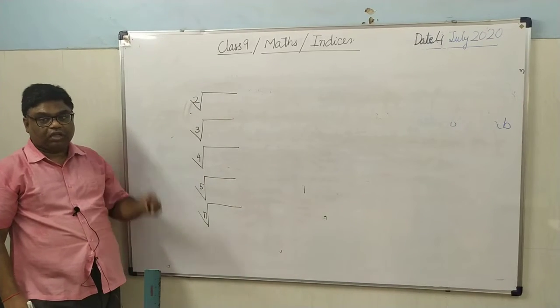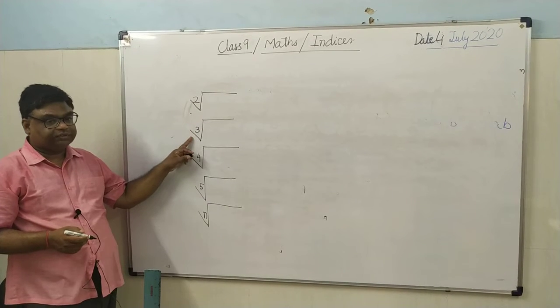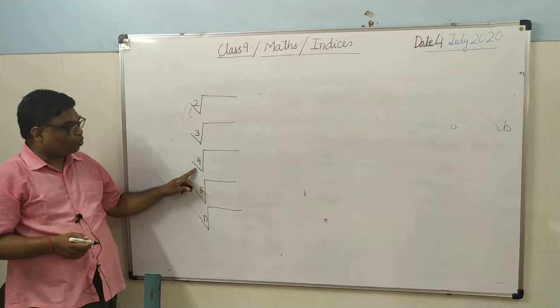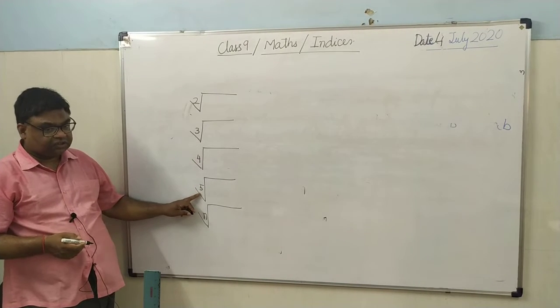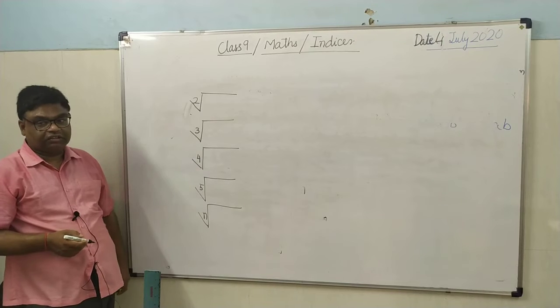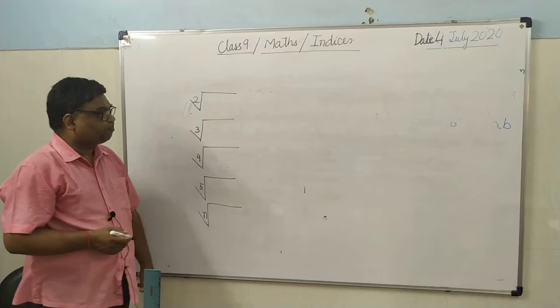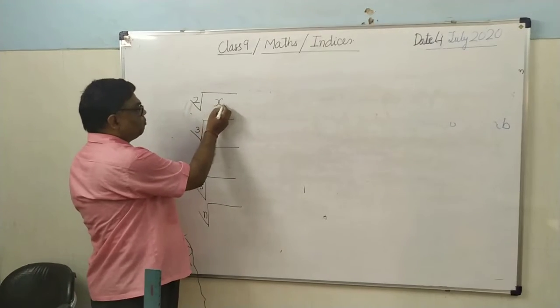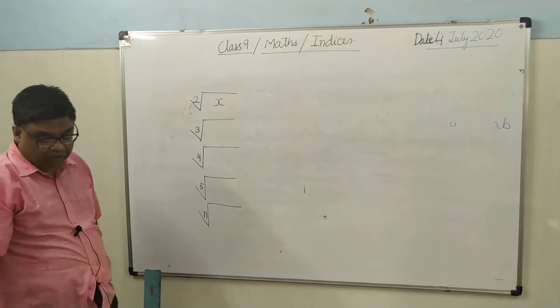In square root, the order of the surd is 2. In cube root, the order of the surd is 3. In fourth root, the order of the surd is 4. Here it is the fifth order surd. It is the nth order surd. Is it clear? When you remove the surd and write in the power form, what will happen? The order will go in the denominator of the existing power.